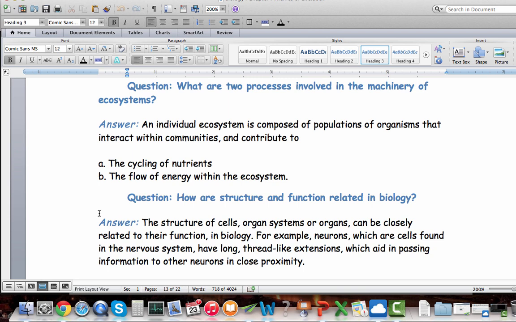Question: what are two processes involved in the machinery of ecosystems? Answer: an individual ecosystem is composed of populations of organisms that interact within communities and contribute to the cycling of nutrients and the flow of energy within the ecosystem.